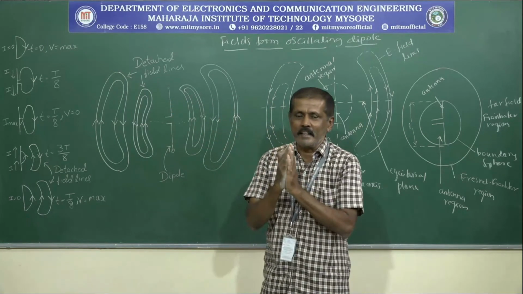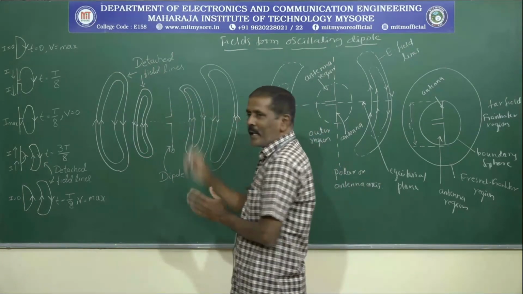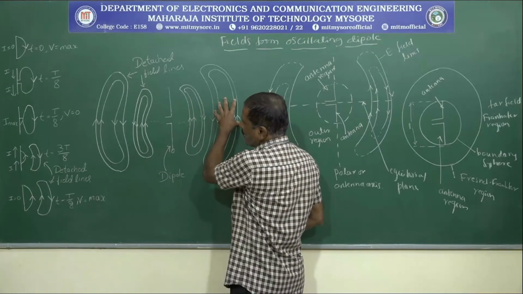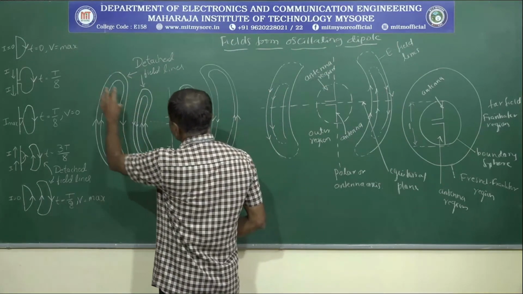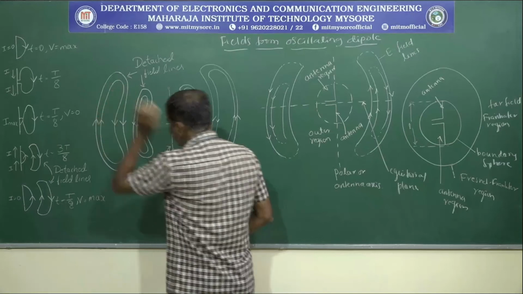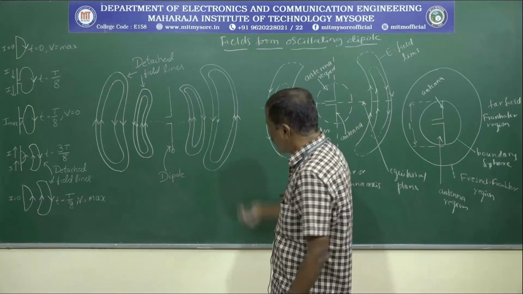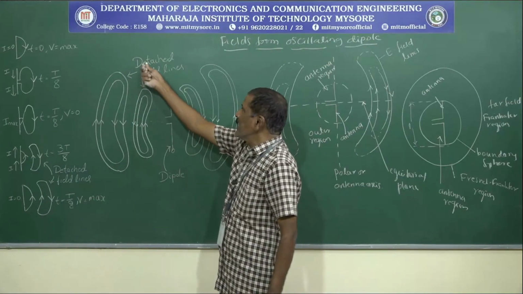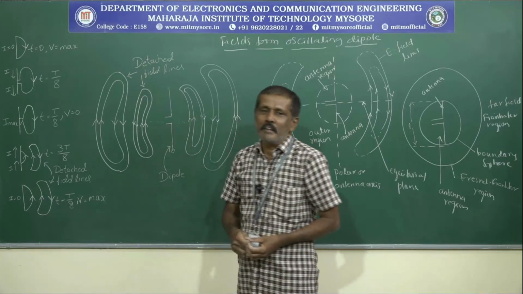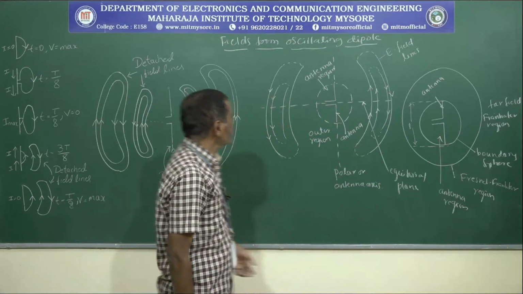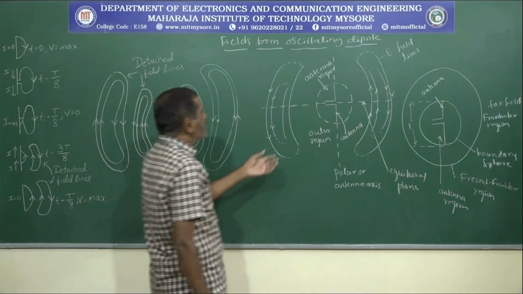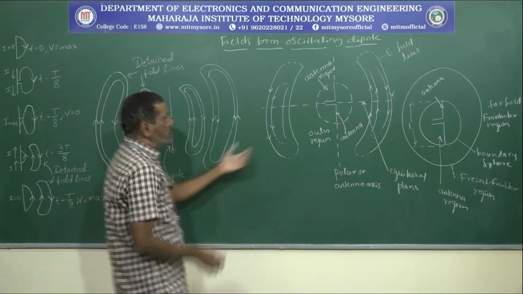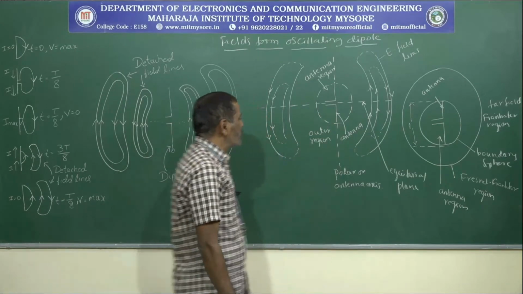That is, when an antenna is there, it is radiating in both the directions, and this is the detached field, and this is the detached field, and these are the detached fields. Or you can also say, the fields which have been shown in this diagram are called detached field lines. Now, the same antenna has been shown once again in this particular case.